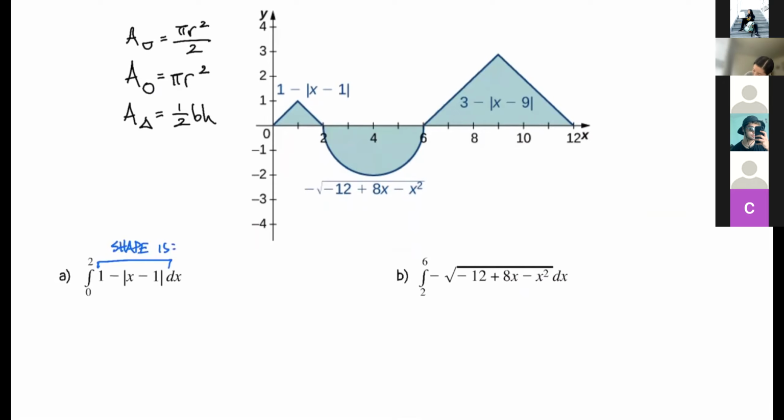It's the triangle, good. And if we were to outline that on our diagram, we've got this triangle right here is the area from 0 to 2, okay?